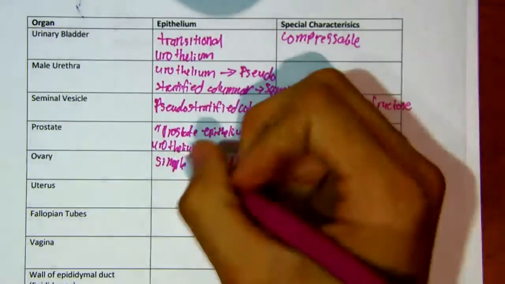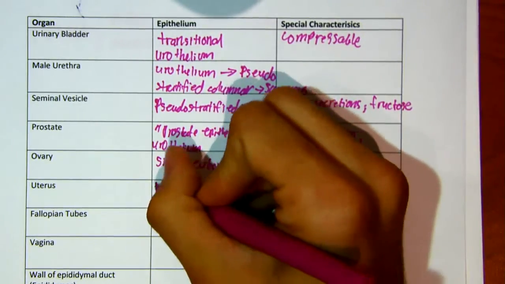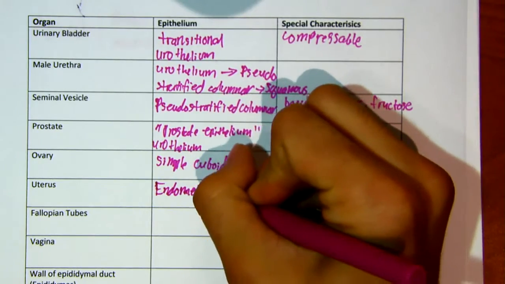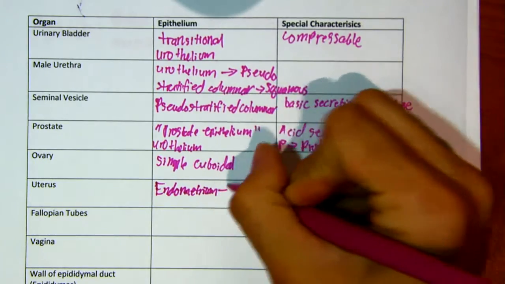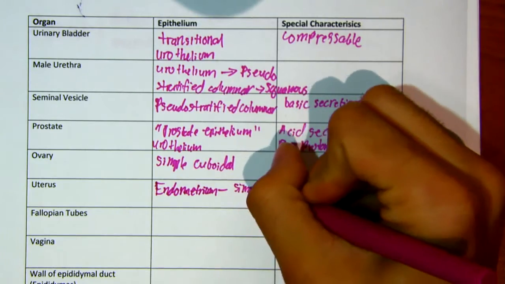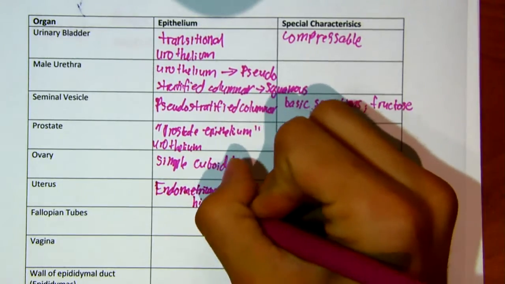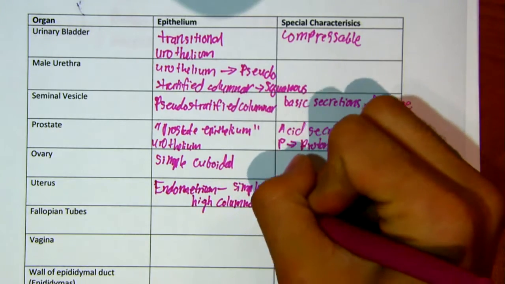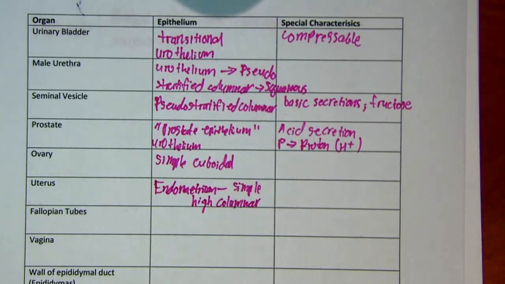All right, so the apical layer is called the endometrium. And I heard a couple people say that this is simple, high, columnar. We'll talk a little bit more about the epithelium when we talk about menstruation.